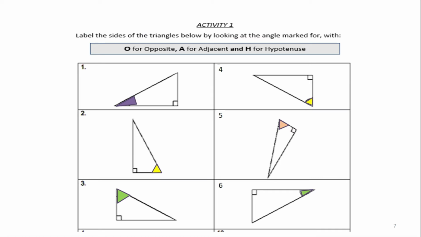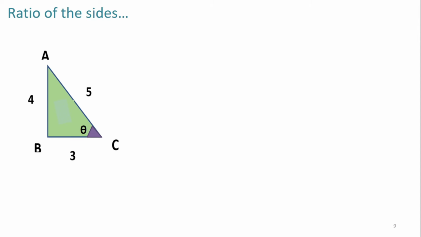Now in this quick activity, you have 6 figures given to you, and I have put the angles there in color. So the question here is to label the sides of the triangles below by looking at the angles marked as O, A and H. So see if you can get them right. For the first figure, you have the angle here. I'll start with the hypotenuse. This is the 90 degrees, so this is my H. I look opposite, this is my O, and this is my A. So just stop the video and see if you can do it, and I'll be giving you the answers. Check your answers here. Now I'm sure that you're confident in labeling the sides.